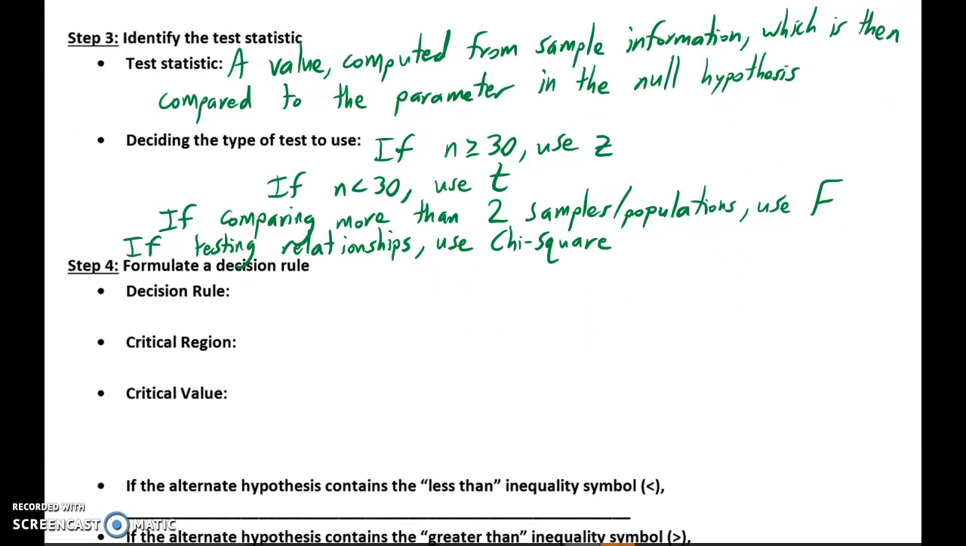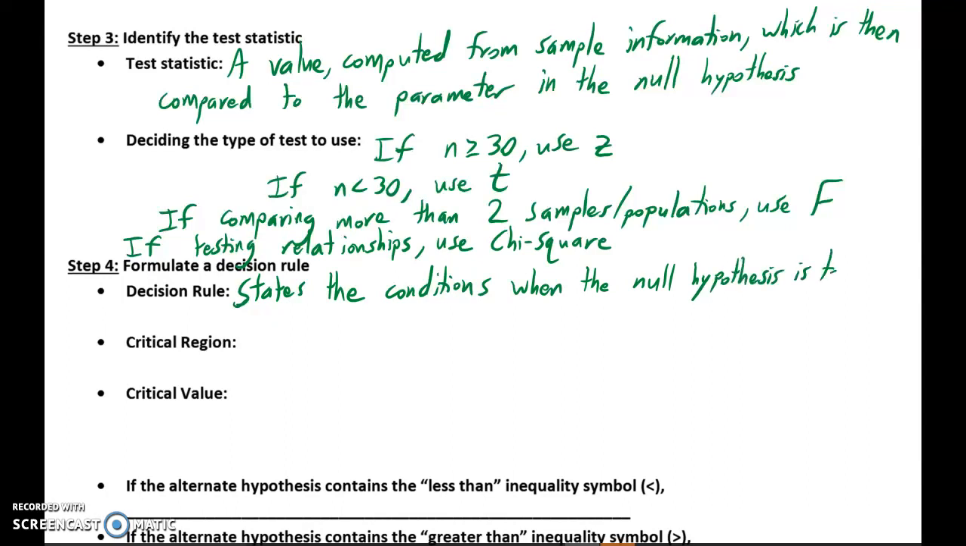Step 4, we're going to formulate a decision rule. Basically, a decision rule states the conditions when the null hypothesis is to be rejected. You know, what are we looking for? At what point will we decide that we're going to reject the null? And it will look something like this: reject the null if P is less than blah, blah, blah.